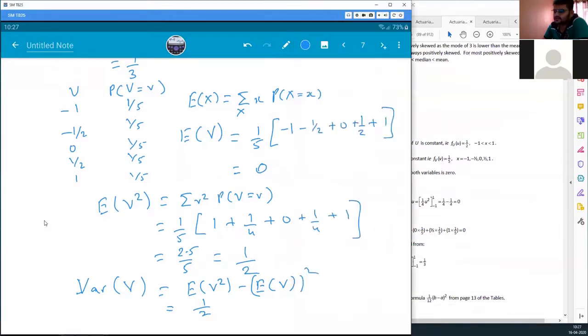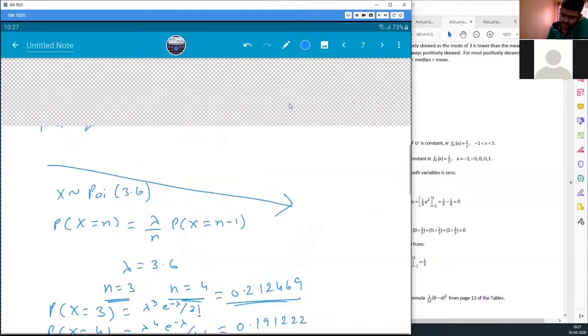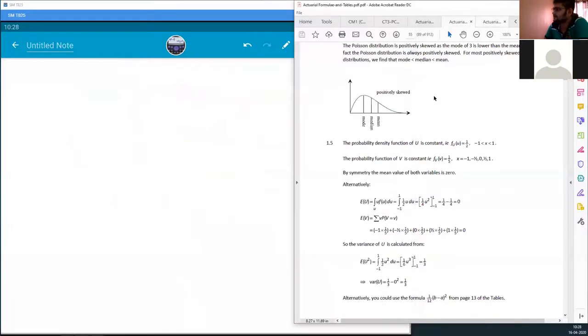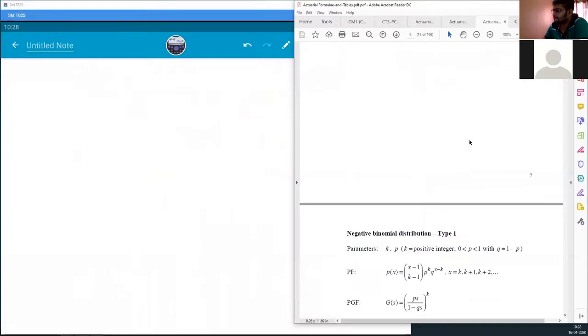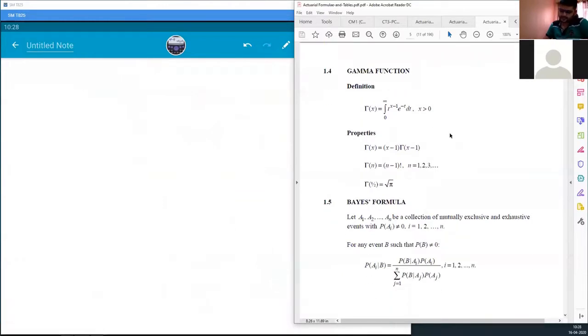So let's continue with our gamma distribution. For the gamma distribution, we talked about the gamma function first. Let me open the gamma function. This is our gamma function. Now I told you how the gamma function was formed. It was formed from factorial. So that is why the gamma function works very similar to factorials.